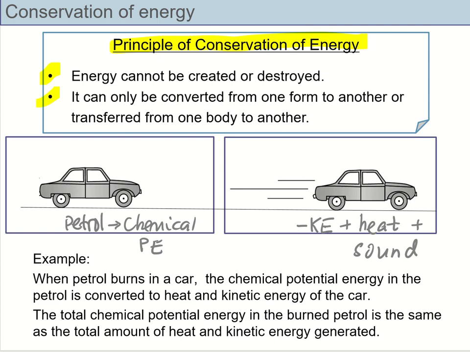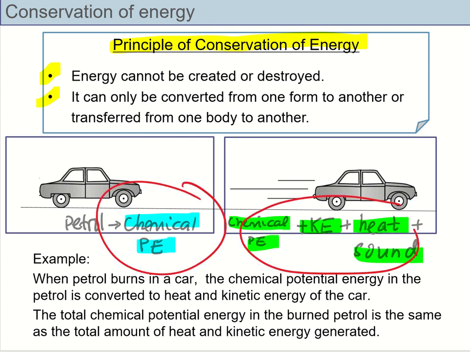But at the same time, let's not forget that there will still be some chemical potential energy, but it's going to be less because there's less petrol left, right? Because you are driving. So I'm writing this word a little smaller. Now, the initial amount of energy is chemical potential. The final amount of energy has chemical potential, kinetic, heat and sound. Because energy is conserved, these two amounts are the same.